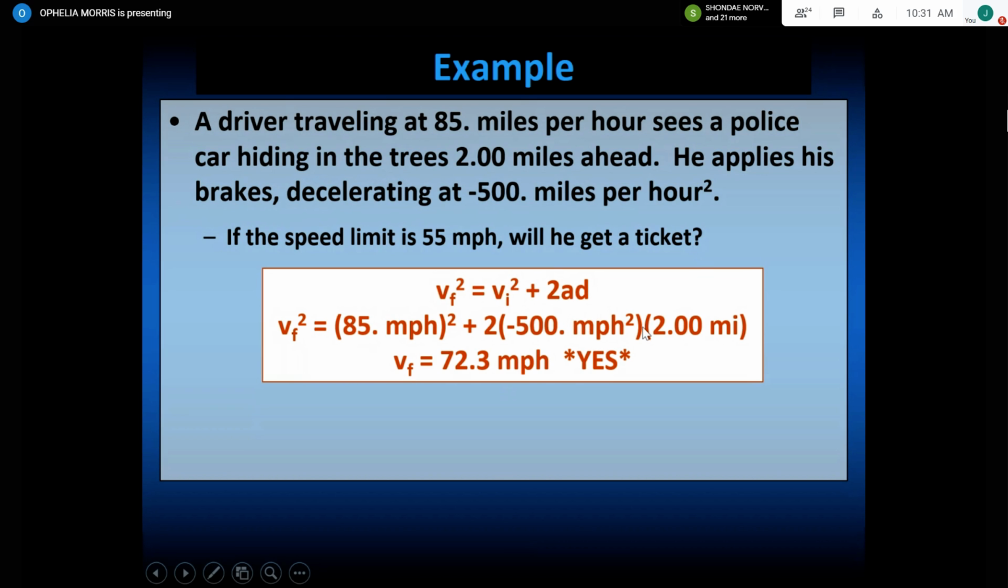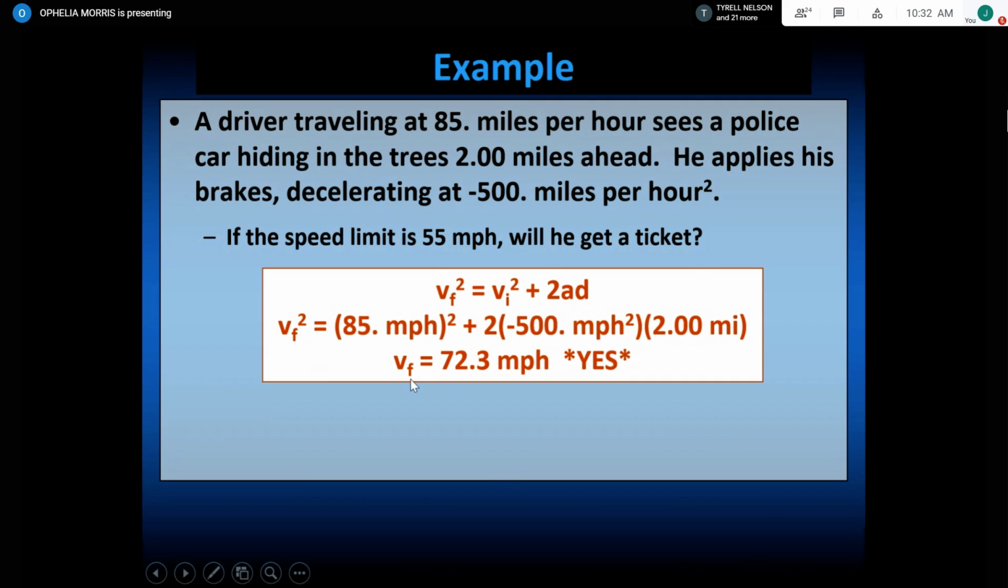Now for this question, you have to be careful. Notice that VI here is squared. Do you guys see that? Do you see VI here is squared? Hello? Anybody out there, guys? Yes. Okay, so VI is squared.